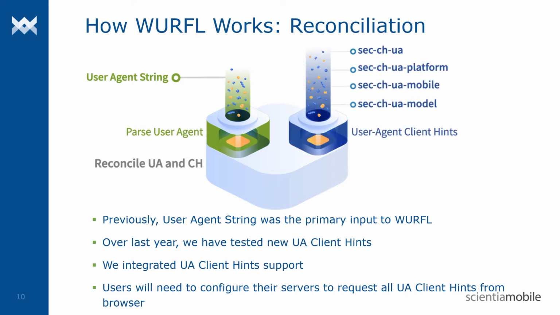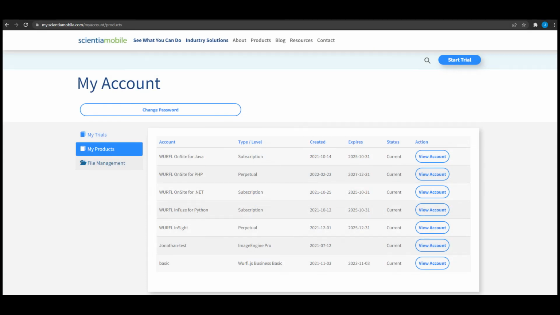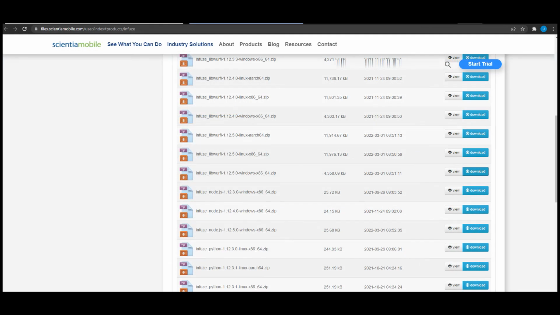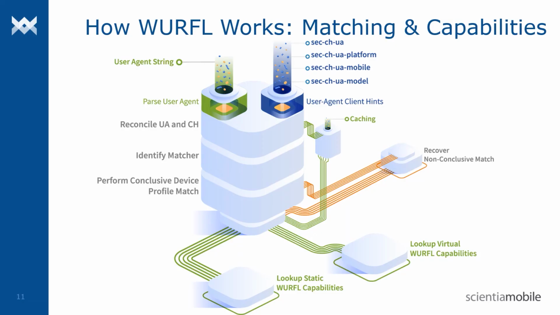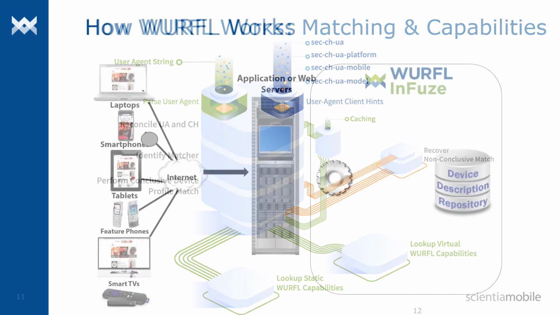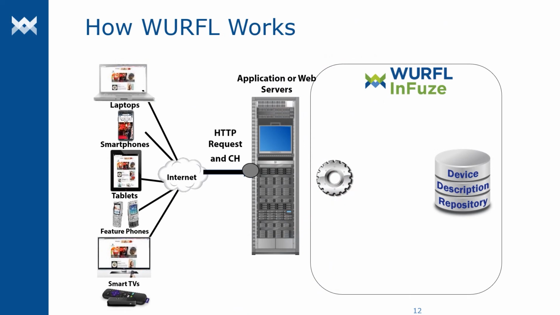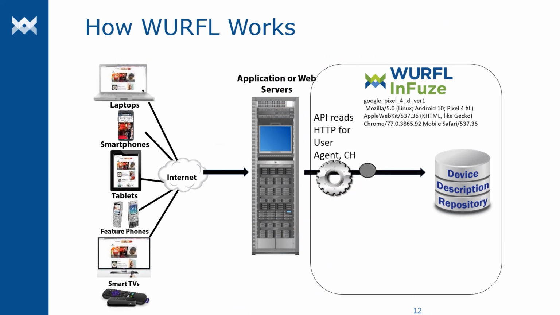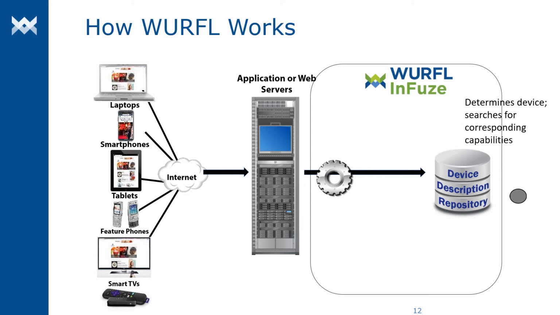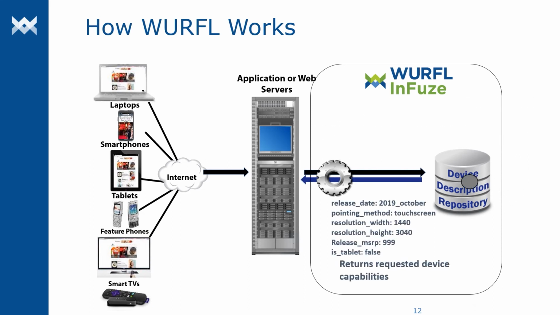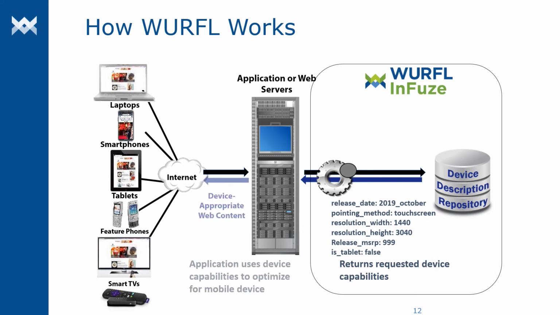If you are already a WURFL customer, go to mysensiamobile.com and download the latest WURFL API. After installing the latest WURFL API release, the change is automatic as long as you pass the full HTTP request to WURFL. WURFL will analyze both user agent strings and the user agent client hints and devise the best strategy to detect the make and model of the device.